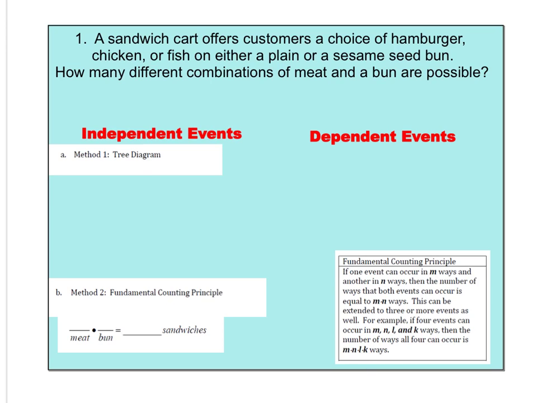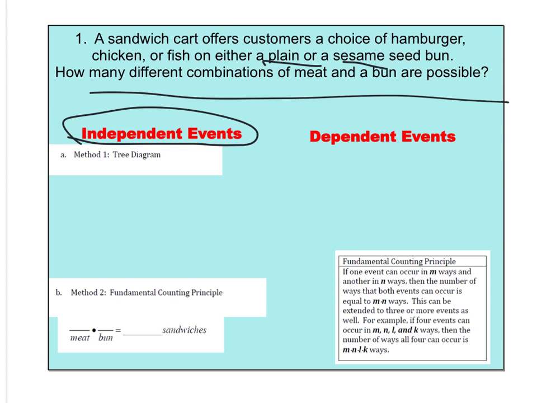All right, so let's look. A sandwich card offers a customer a hamburger, chicken, or fish in either a plain or sesame seed bun. How many different combinations of a meat and bun are possible? First off, these events are independent because it doesn't matter if I get a hamburger, chicken, or fish. I can still get a plain or sesame bun on all of those.